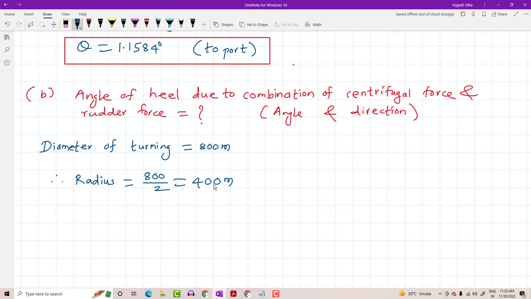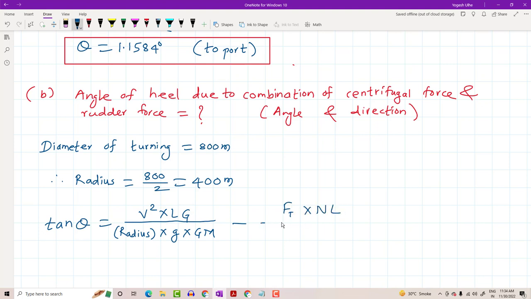So that's why I am writing all the things in a detailed way. So radius is 400 meter, and we know the relation of tan theta for the combined effect. What is the relation we have seen? Tan theta is equal to V square into Lg divided by radius into small g into Gm, minus Ft, the tangential force, into NL divided by 1000 into displacement into g into Gm.